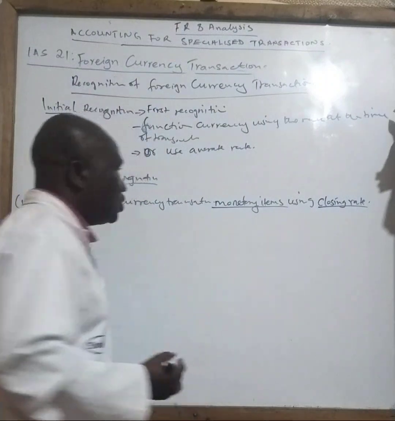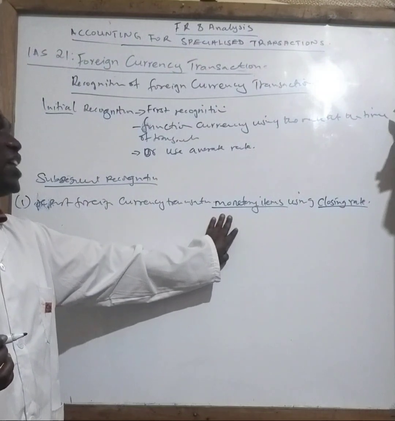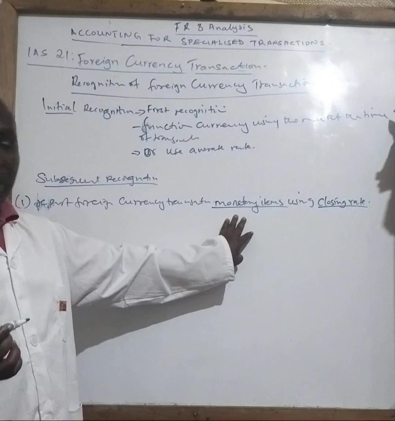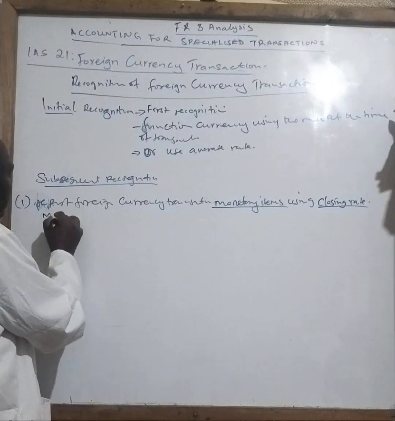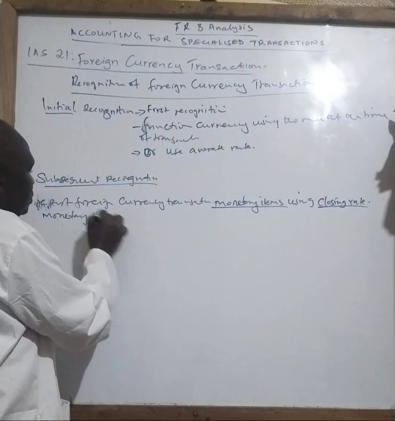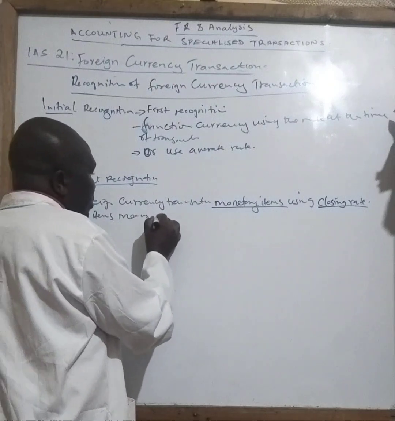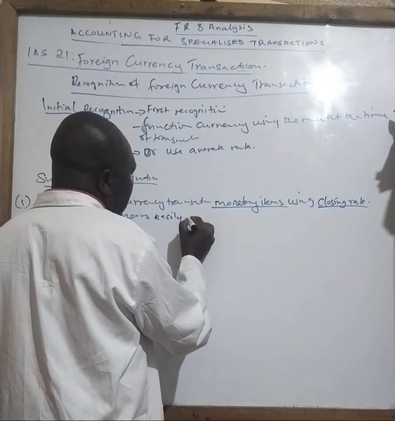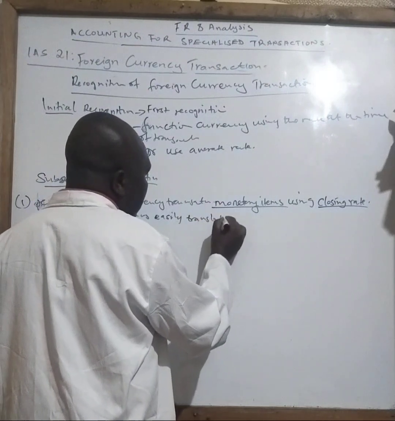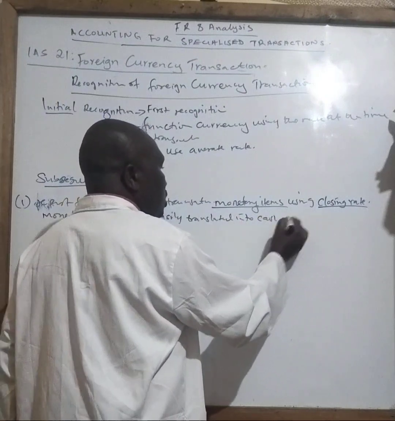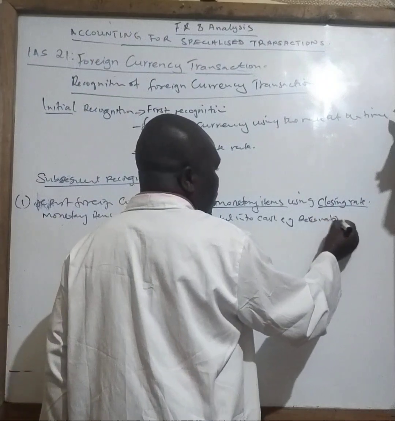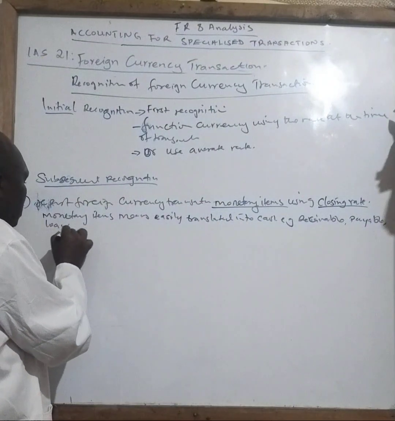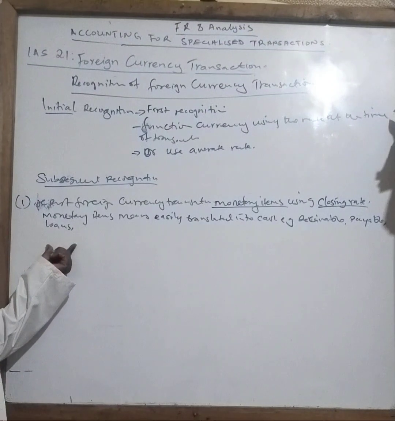Now, we have what you call monetary items. When you talk about monetary items, we are referring to those items that can easily be sold or can easily be translated into cash, for example receivables, payables that can easily be translated into cash, loans. Now, why not stock or inventory? Why not property, plant, and equipment?